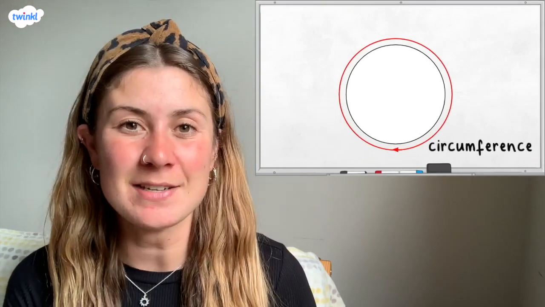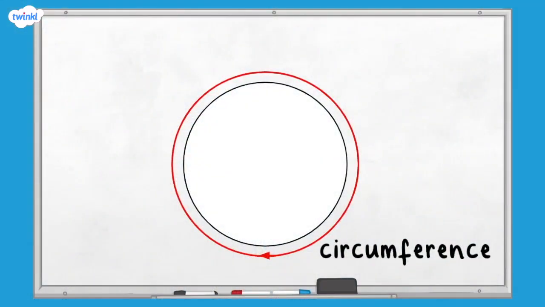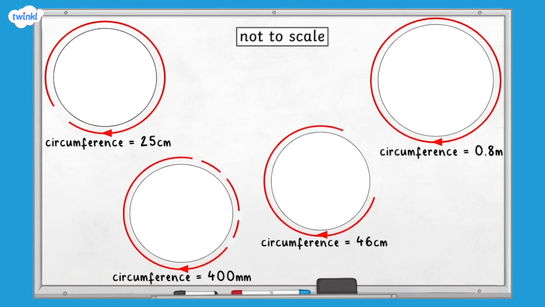We call the distance around the edge of a circle the circumference. It can be measured in any unit of length, such as metres, centimetres, millimetres or inches. The circumference can be used to find what the length is of a circular object. Some children have been practicing measuring the circumference of different circles. Which of these pictures do you think shows a circumference being measured accurately?